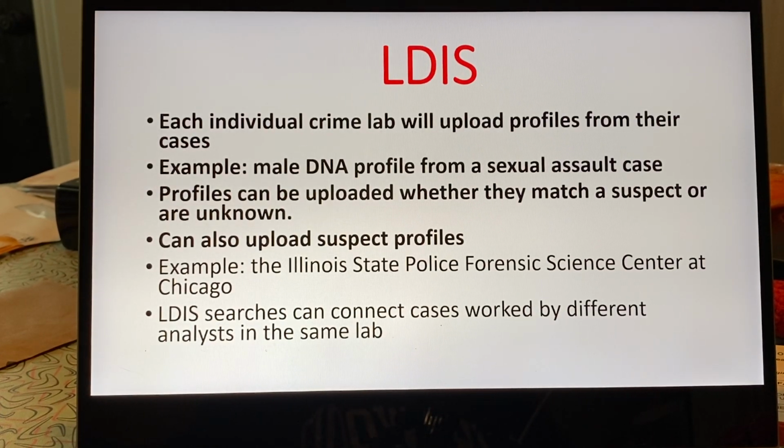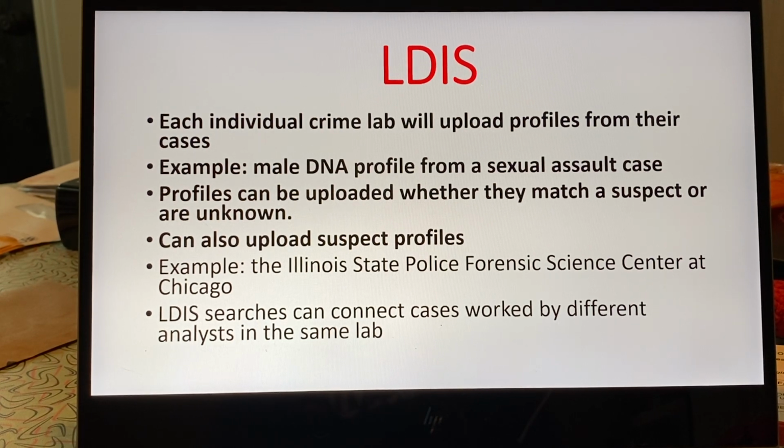So first of all, let's talk about the local level, okay? This is where each individual crime lab in a state will upload profiles from their cases. So say, for example, an analyst is working a sexual assault case that doesn't have a suspect, and they find a male profile from the sexual assault kit, and whether it matches a suspect or not, or the profile is unknown, that can be uploaded into LDIS. And they can also upload suspect profiles.